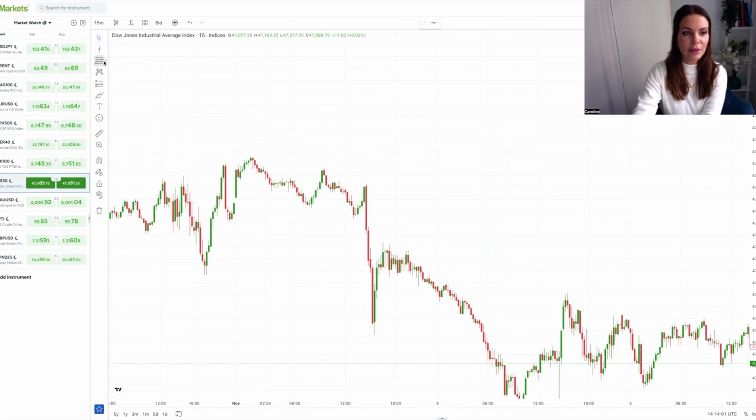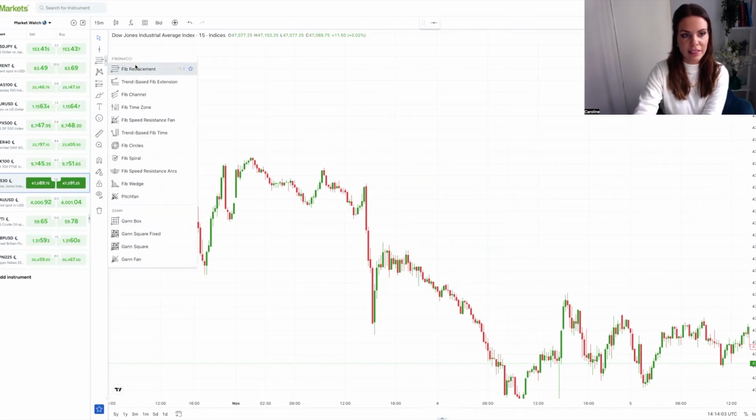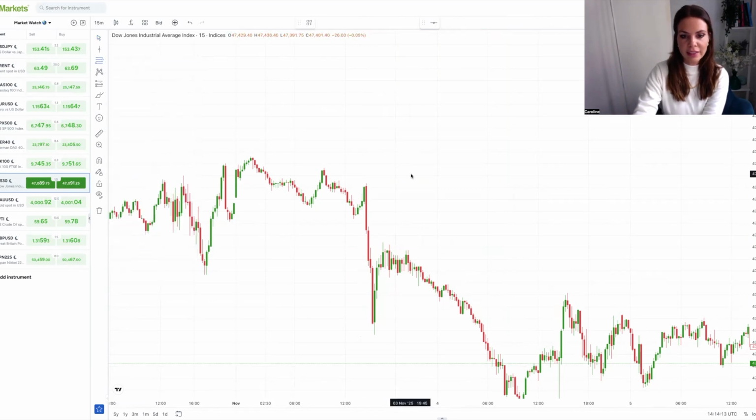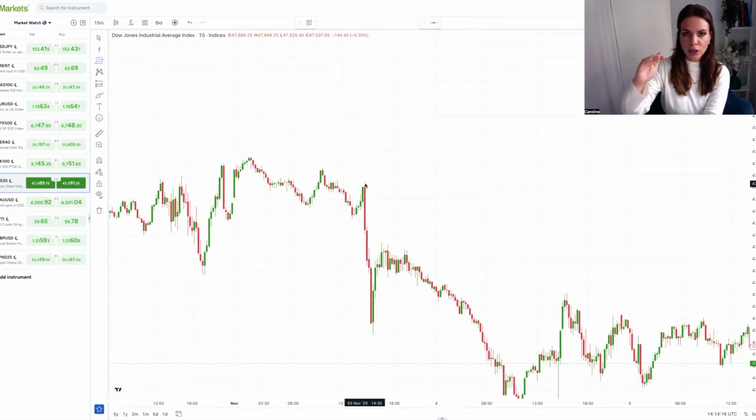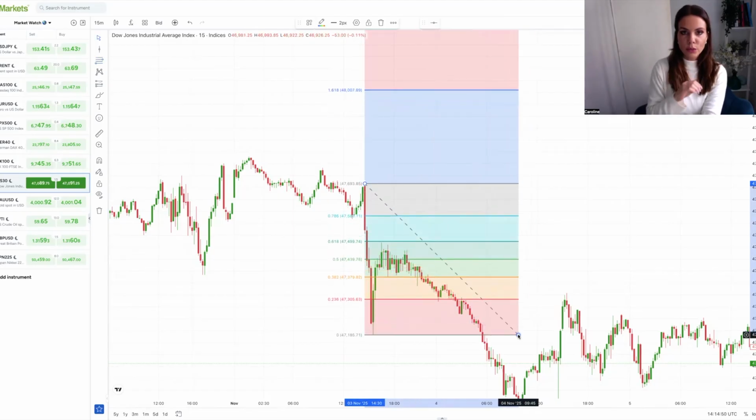On Thinkmarkets, the Fibonacci retracement tool can be found along the side here under Fib retracement. So if you grab the Fib retracement, what you want to do is drag it from the top of the move down to the very bottom of the move down, and that's in a downtrend. If it's an uptrend and you see a big move up, you would drag it from the bottom to the top. So you're dragging it in the direction of the move. We're just going to drag it from the top to the bottom here. What I tend to do in this situation is I actually use a limit order.